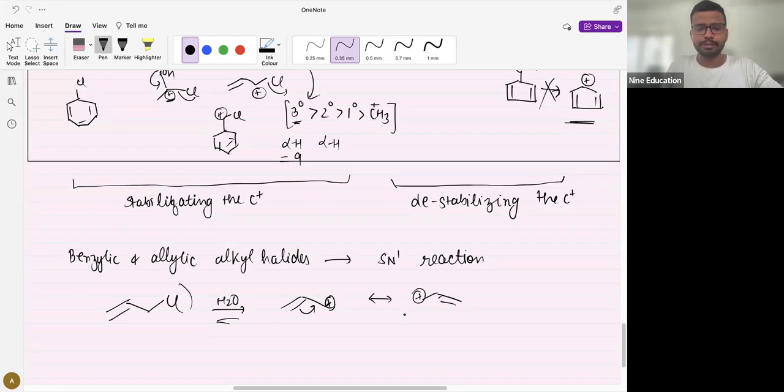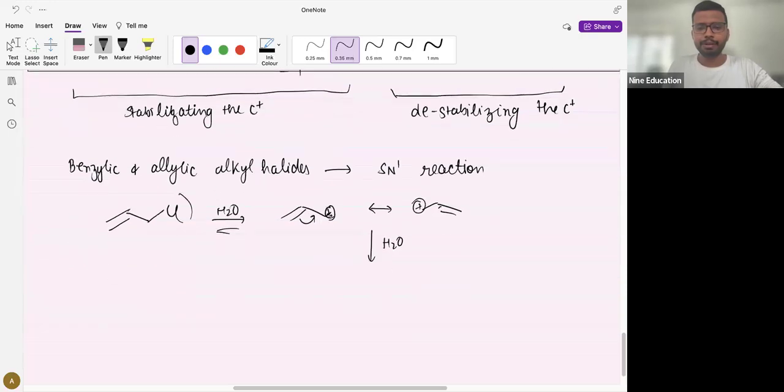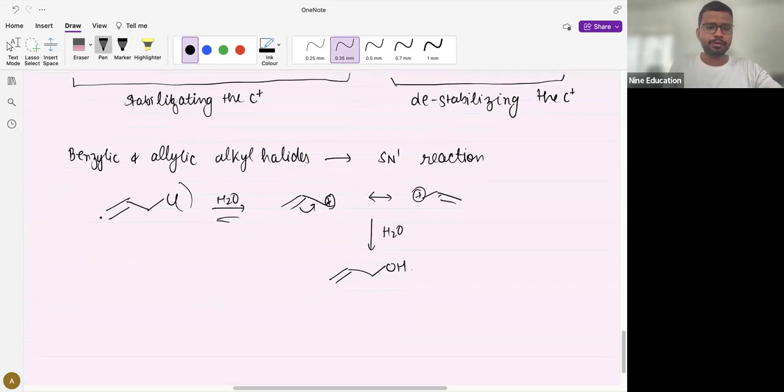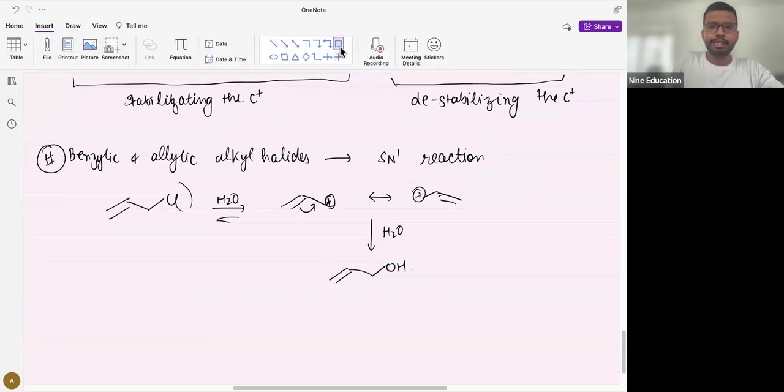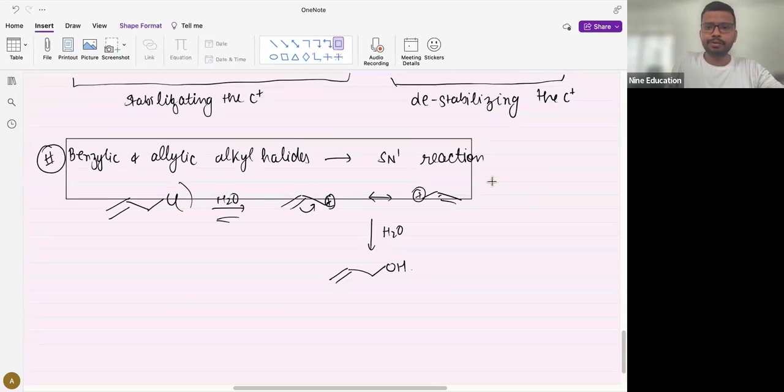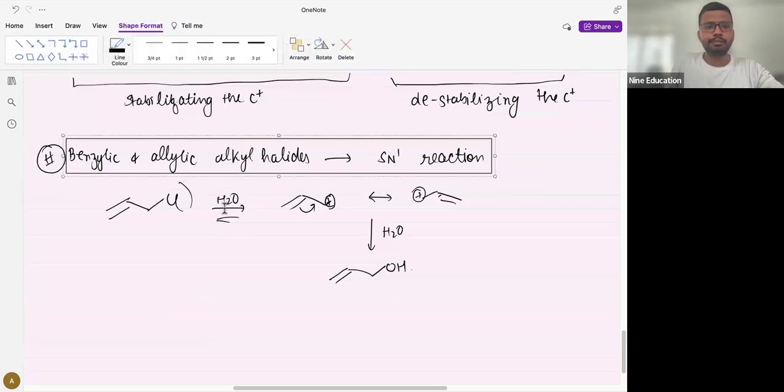This side, and now H2O can attack anyway. यहाँ पर करे या यहाँ पर करे, same, both are same. Now H2O can attack and make alcohol, ये वाला allylic alcohol. So always remember benzylic and allylic halides always undergo SN1 reaction. Remember this.